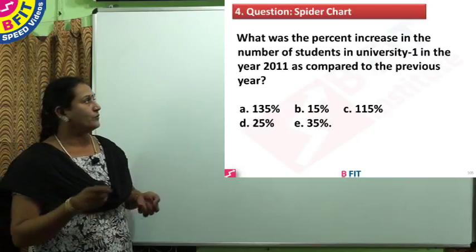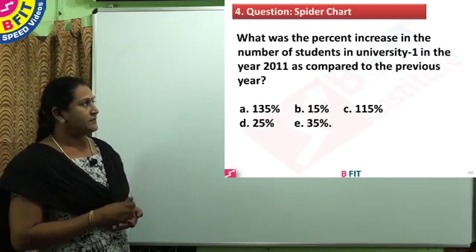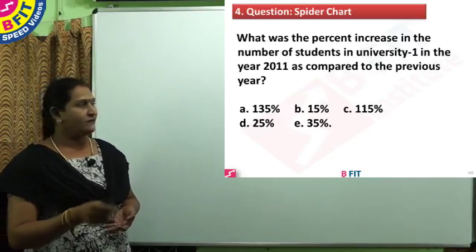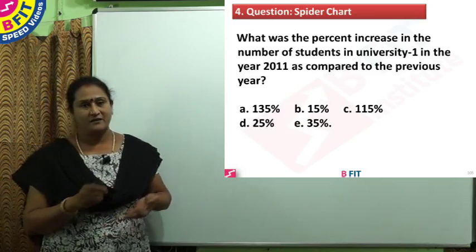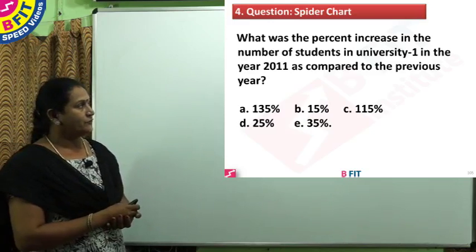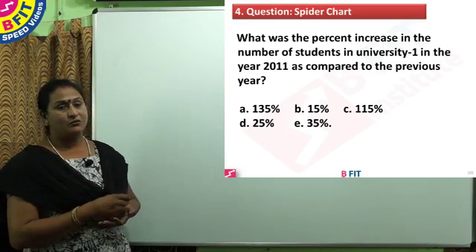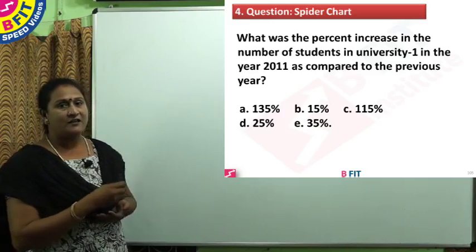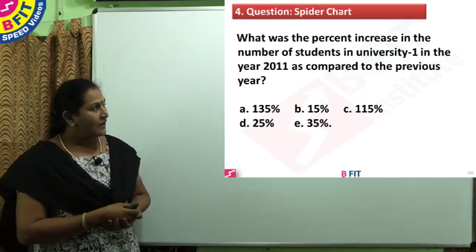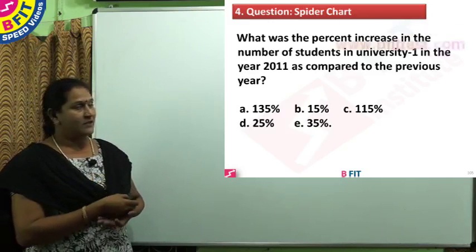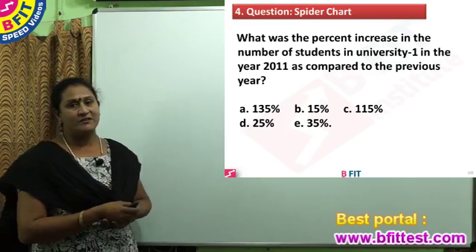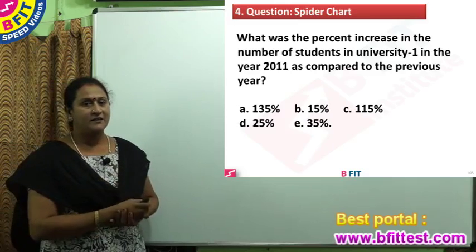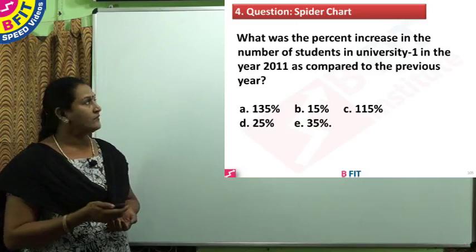So question number 4. What was the percent increase in the number of students in University 1 in the year 2011 as compared to the previous year? So the question is, in University 1 in the year 2011, we have to find the number of students, and then what is the percentage increase? For that, we have to get the data for the number of students in 2010 also for University 1, and then find the difference and calculate the percentage increase. So we'll have the working slide.